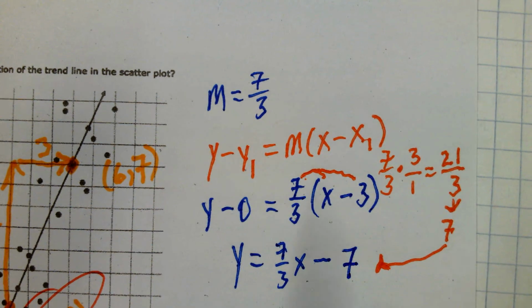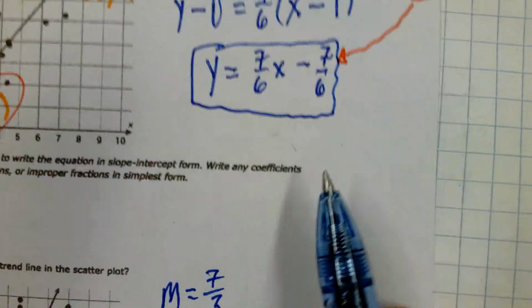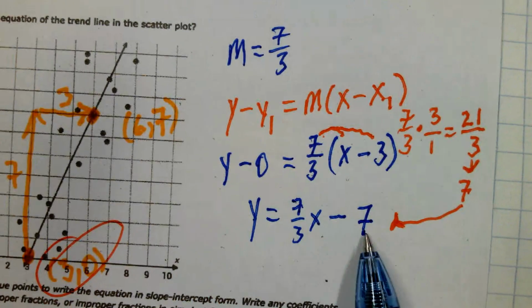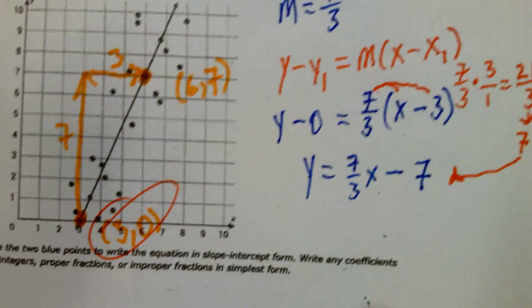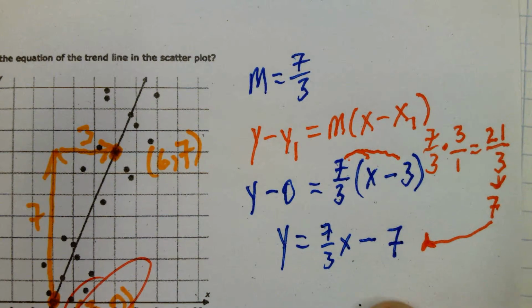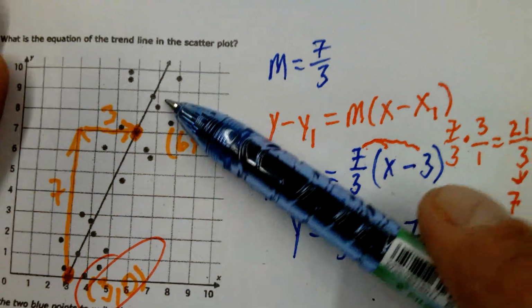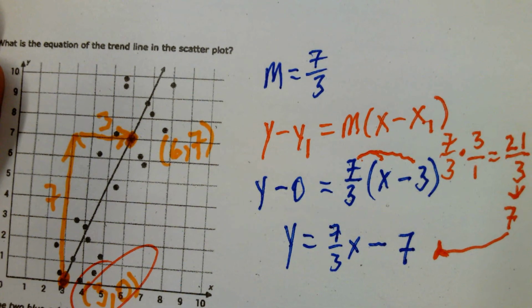So sometimes the y-intercept number is going to be a fraction. Sometimes it's going to be just a whole number or integer. And now we know where this line crosses the y-axis, down here on the negative side. It's going to cross at -7.